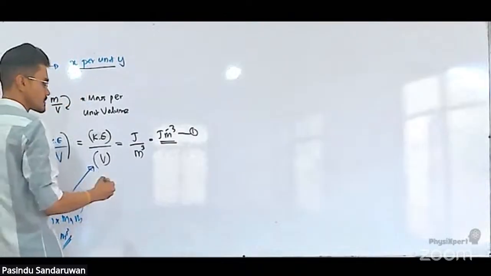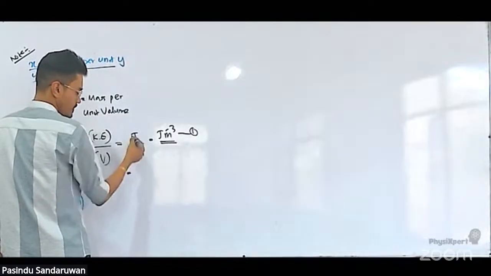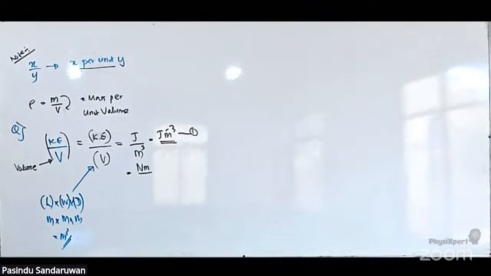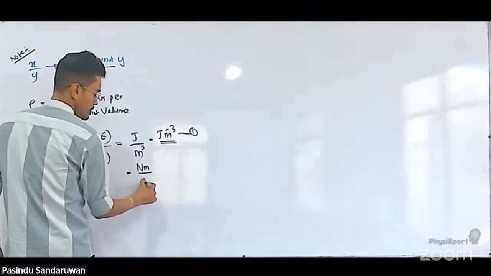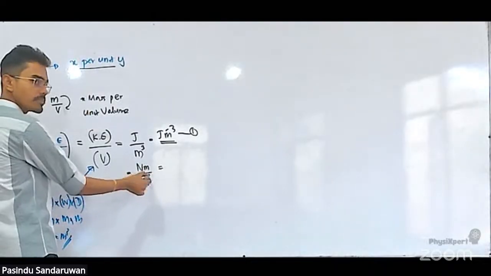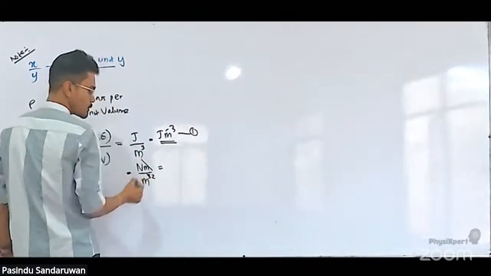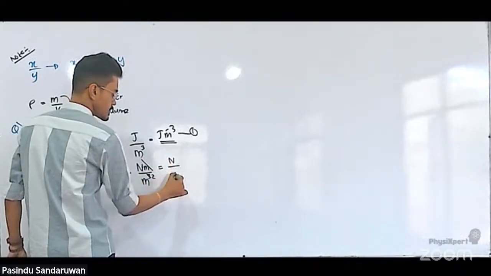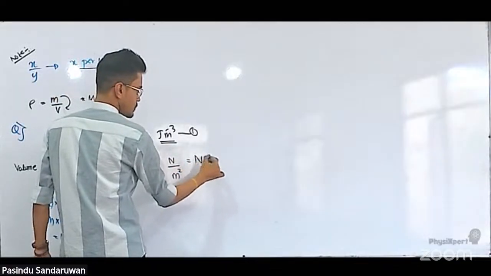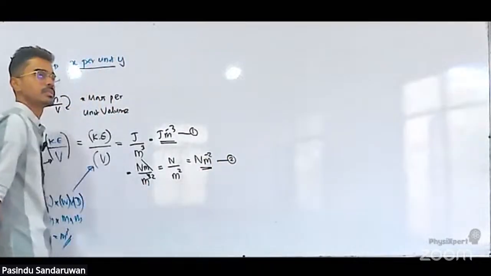Then expand joules. Next, as a second step, we can expand joules as Newton meters over m cubed. Simplify this. One m squared and one m from here cancel, only m squared remains. Then what is remaining is simplified to N m to the minus 2. This is the second unit.